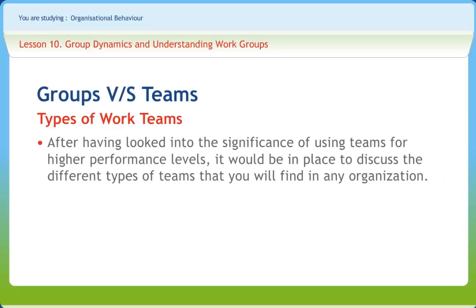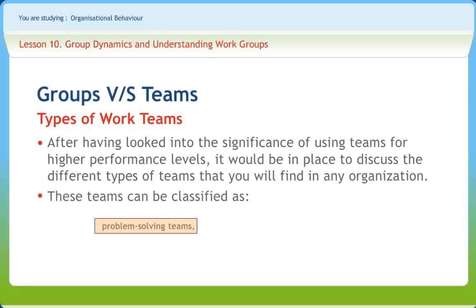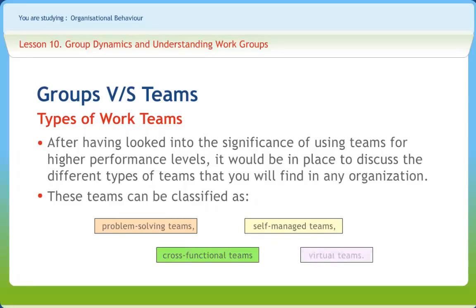After having looked into the significance of using teams for higher performance levels, it would be in place to discuss the different types of teams that you will find in any organization. These teams can be classified as problem-solving teams, self-managed teams, cross-functional teams, and virtual teams. Let's look at each of them separately. When employees from the same department or work area meet regularly to discuss ways and means of improving quality, work environment, or efficiency, we have a typical problem-solving team.